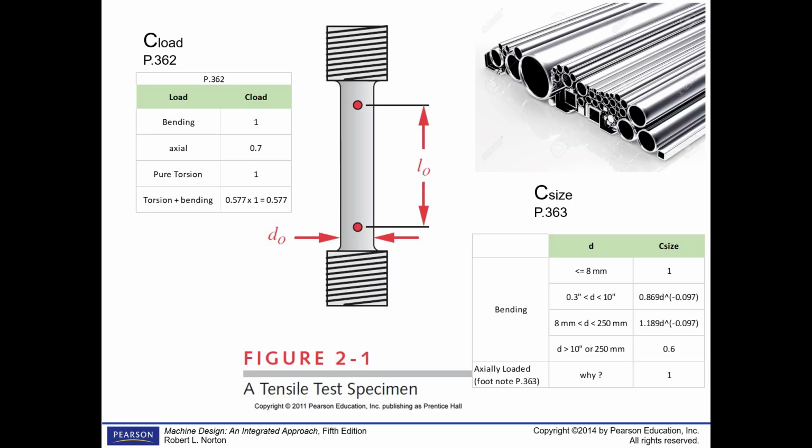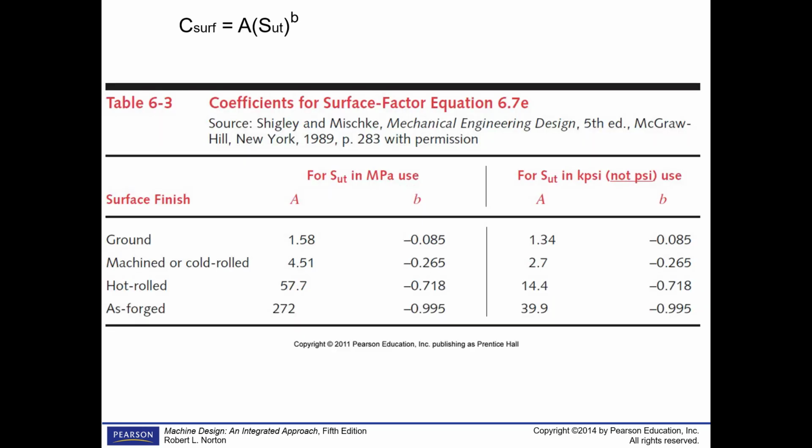We have bending and torsion, so it's 0.577. My C size, that's the big one that gives us some issues there in my equation, and that's 0.869, since again we're doing the English units. So we'll pick this value, plug it in my SE.